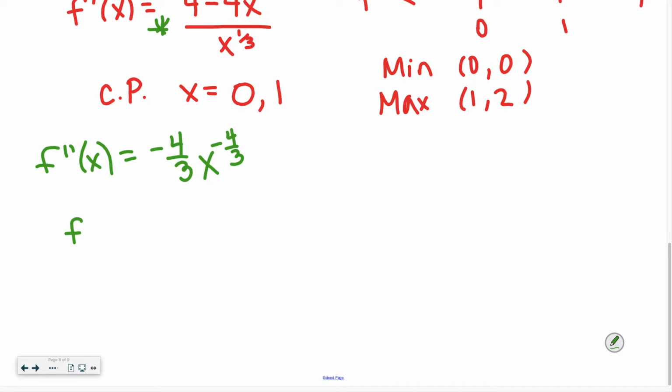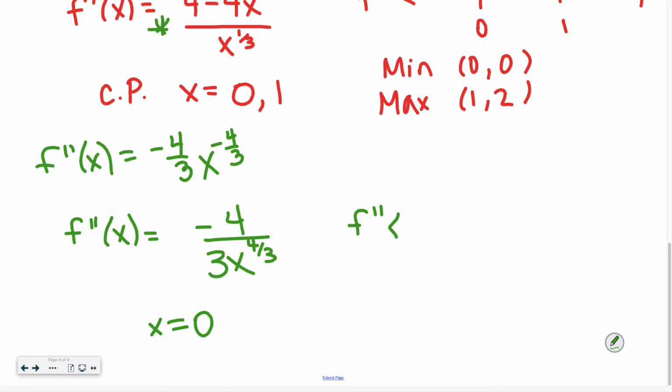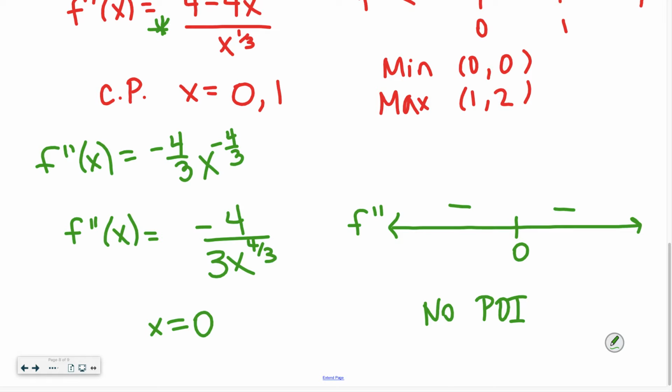So our second derivative would be negative 4 over 3 x to the 4/3. Well, there is no place that this second derivative is 0, but there is one place where it is undefined, at 0. No matter what we plug in, both sides of 0 are going to have a second derivative value that is negative. Because of this x to the 4/3 power, it's not going to actually change our values when we plug it in. So we do not have any points of inflection. We are going to be concave down the whole time.